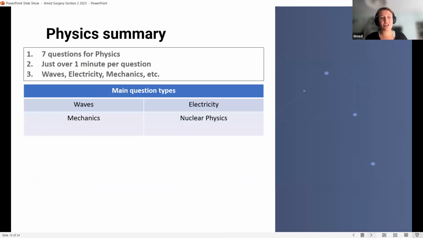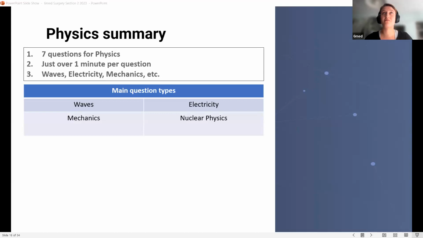So you'll have about 7 questions. Again, it's just over a minute a question, and you've got full spec online, but the stuff that tends to come up are waves, electricity always comes up, some mechanics, and also nuclear physics tends to come up as well. Less common topics are things like magnetism. Some of the thermal physics can come up in chemistry because there's kind of an overlap with like specific heat capacity, that sort of thing. So that's something to think of as well.